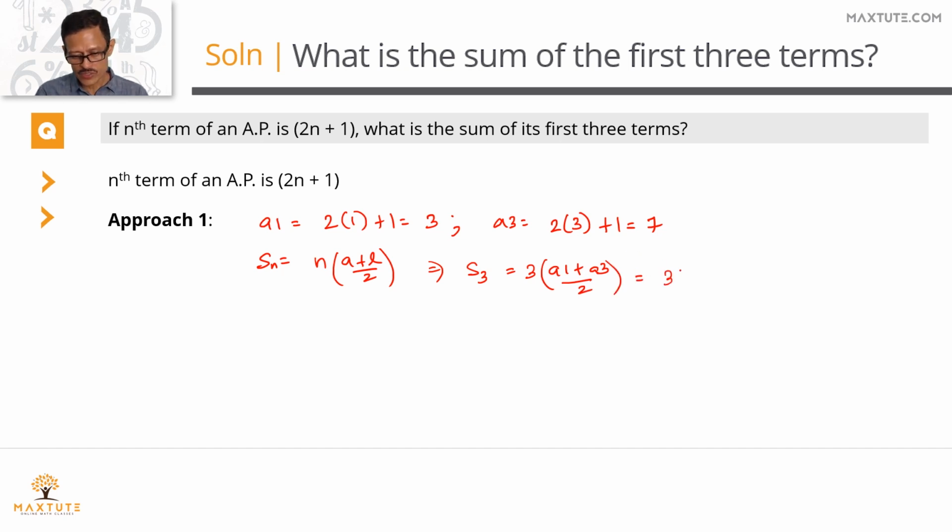So the sum of the first three terms is 3 times of 3, which is the first term, plus the last term 7, divided by 2. 3 plus 7 by 2 is a 5. 3 times 5 equals 15. So the sum of the first three terms of this arithmetic progression equals 15.